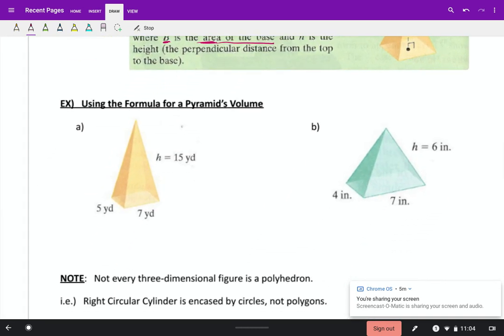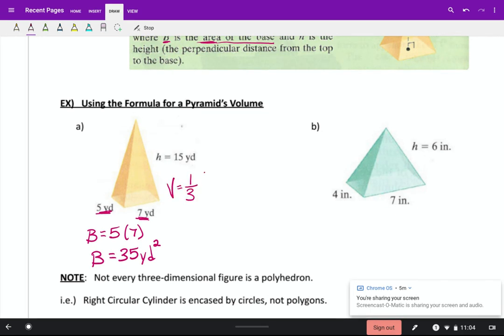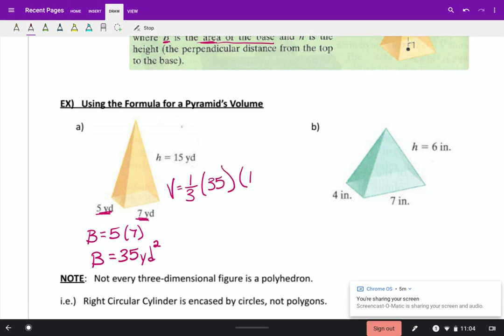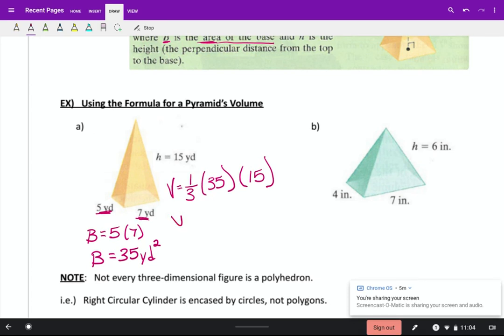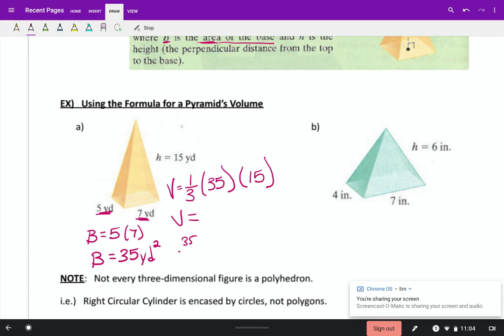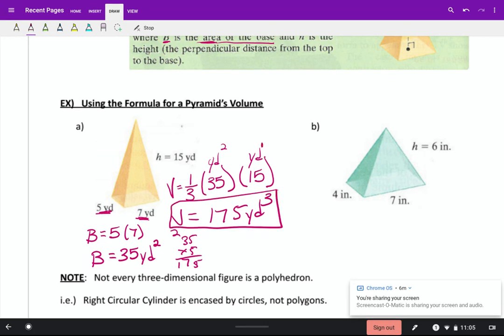So let's try this out. Our base is going to be a rectangle. So to find the area of the base, you're going to do 5 times 7. So big B is 35, and that's going to be yards squared. To find the volume, you're going to take 1/3 of your big B, which was 35, times your height, which is 15. I know that 15 divided by 3 is 5. 5 times 35 is going to be 175 yards cubed. Since this one was yards squared and this one was yards, you have a 2 and a 1, technically, which give you a 3.